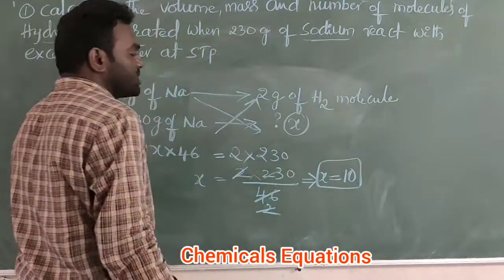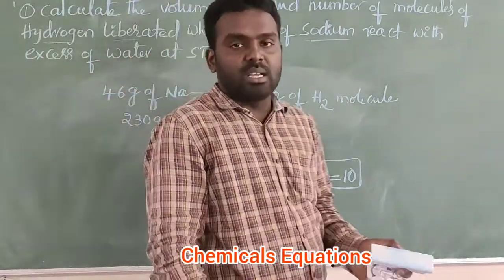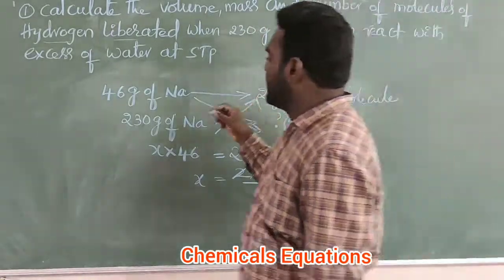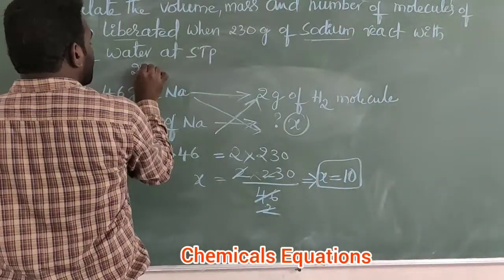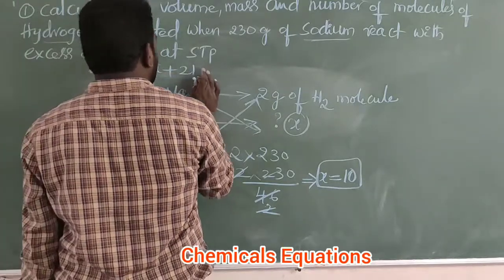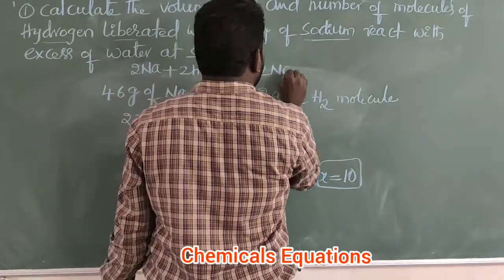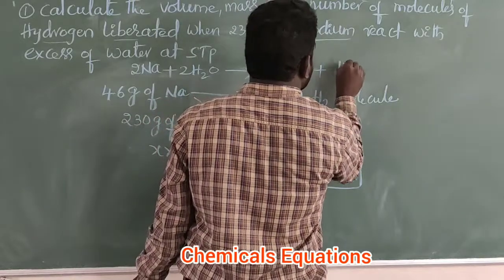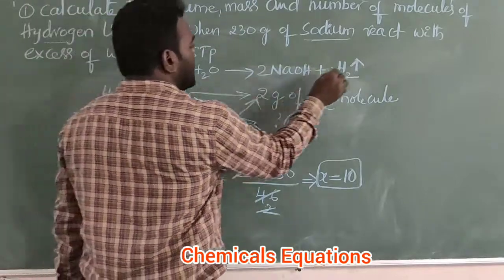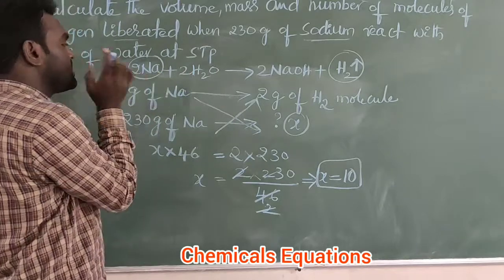So 10 grams of hydrogen is liberated when 230 grams of sodium reacts with excess water. See here, once again I am saying that based on the chemical equation we wrote, this is called information. So 2 moles of sodium react with 2 moles of water, and then it produces 2 moles of NaOH and hydrogen gas is liberated. Here we are finding the relation between sodium versus hydrogen, based on the chemical equation and the weights I wrote.